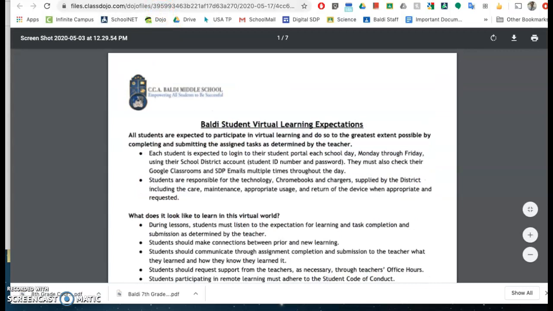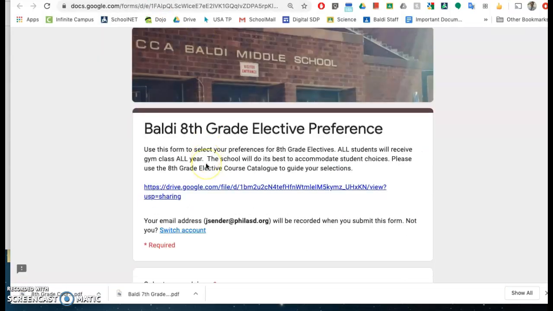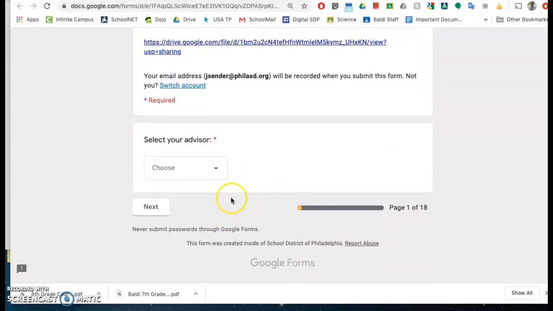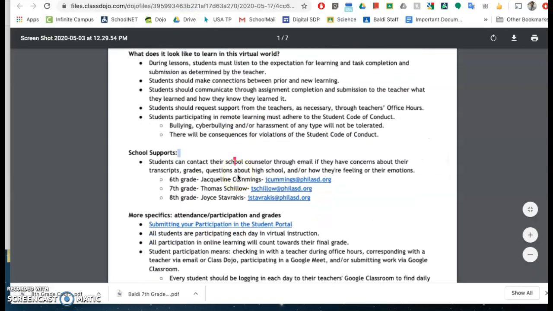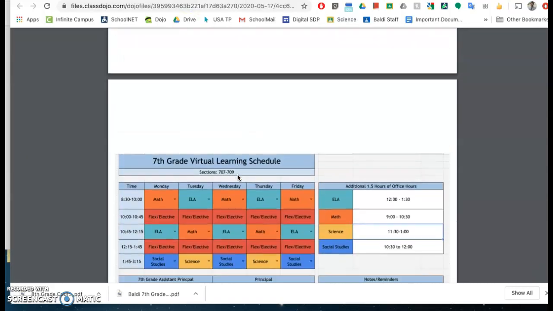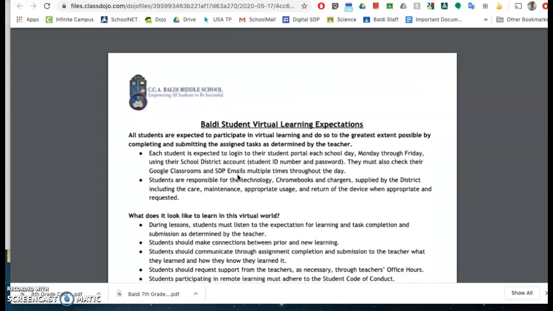The form itself will look like this. You go in there, you select your advisor, it's 18 pages. It'll take a little bit of time, but it's just basically trying to see which ones you like the most to make sure that you get the best possibility for your choices. And then always check out the schedule for the week. I posted that there as well, but it's on Class Dojo.